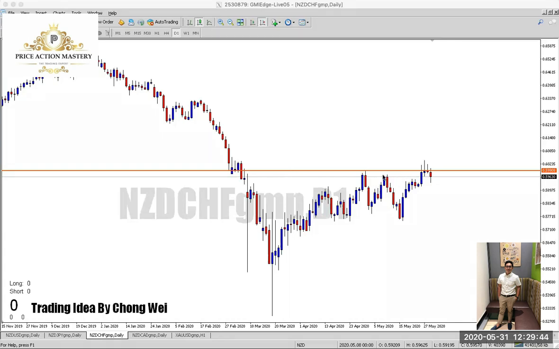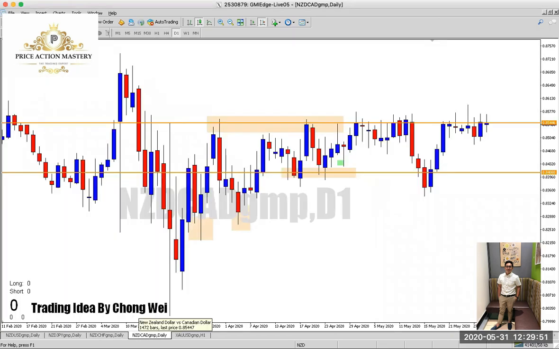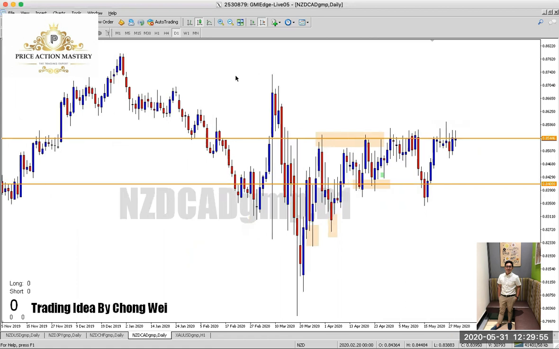For this market, it is basically still an uptrend. Still an uptrend. So New Zealand CAD, again New Zealand CAD, is a very choppy market. I'm not going to talk about this.